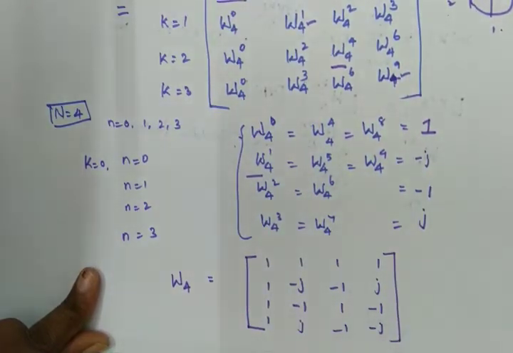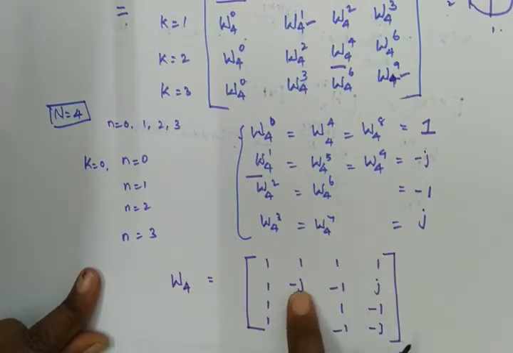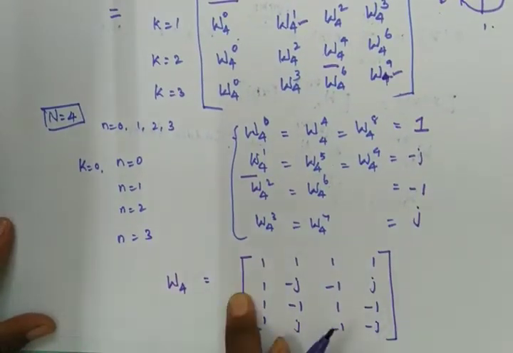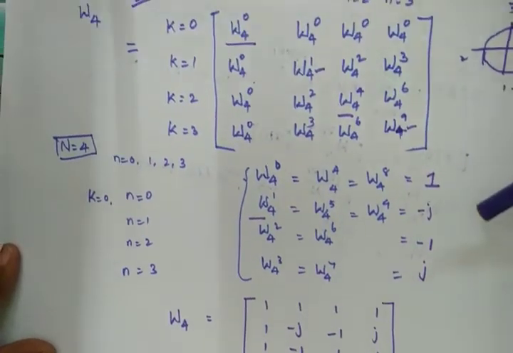So this is how we have to calculate this value. So 1, 1, 1, 1, 1, minus j, minus 1, plus j. Then here we have 1, minus 1, plus 1, minus 1. Here we have 1, j, minus 1, minus j. So we have computed W4, that is for 4-point DFT.